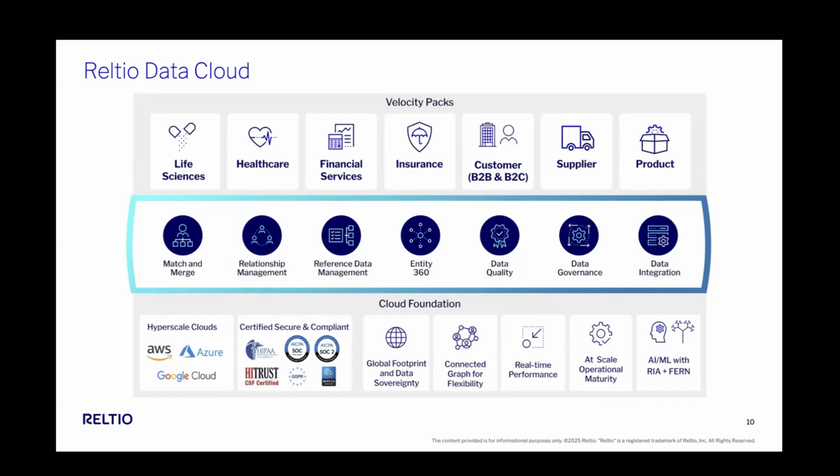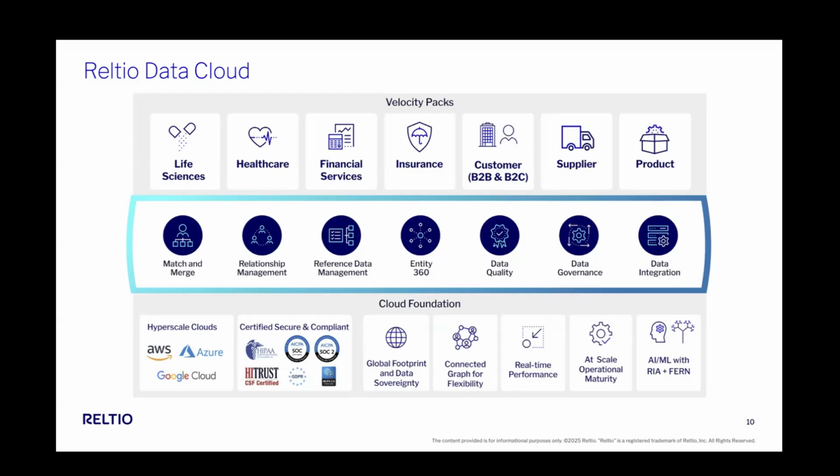Built on this strong cloud foundation, we have some of the core components of Reltio Data Cloud, which start from match and merge, the components which help you unify your data from multiple sources and provide you with golden records. Other core components are relationship management and reference data management, and core capabilities like entity resolution, where you get to see the 360-degree view of your data, be it customer, organization, product, suppliers, and so on. And then the core components of data management like data quality, governance, and integration.